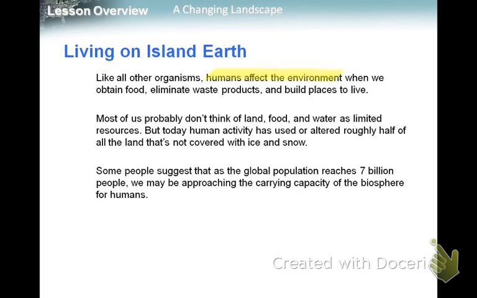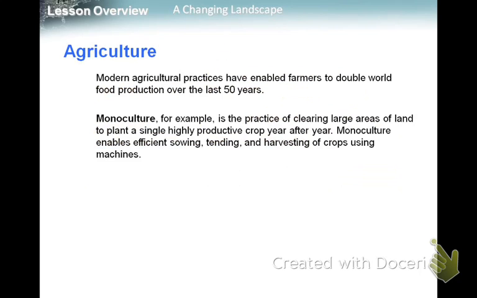Humans have a huge effect on the environment when we obtain food, when we eliminate waste products, and when we build places to live. We don't think of land, food, and water as being limited, but this is an interesting statistic. Human activity has used or altered roughly half of all the land that's not covered with ice and snow. So now we are at 7 billion people. People suggest that we might be approaching that carrying capacity, that we keep outfoxing because we do things to outfox the carrying capacity. But some people suggest that maybe we're here now.